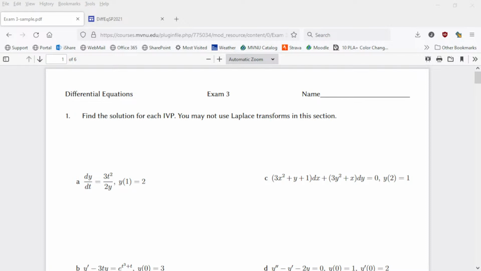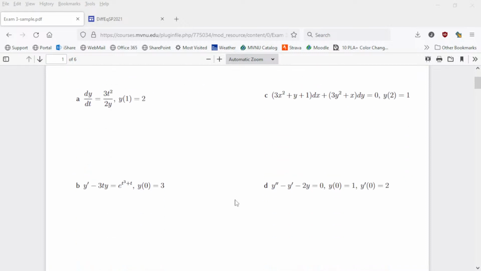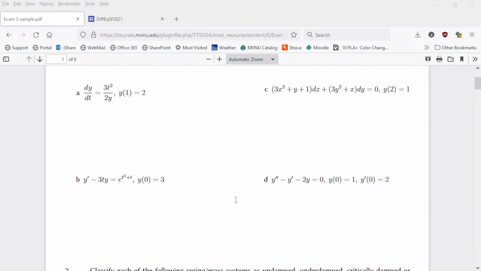Why is this not moving? Hold on a minute. Where's the mouse? Oh, come on. There it is. It's on the wrong screen. There we go. Okay, so moving on.